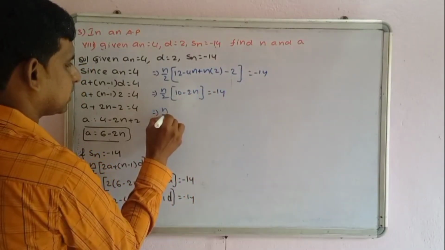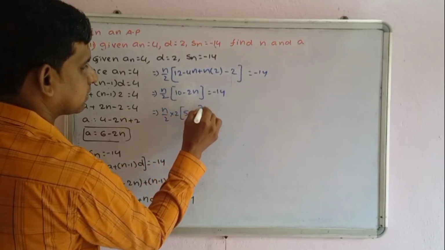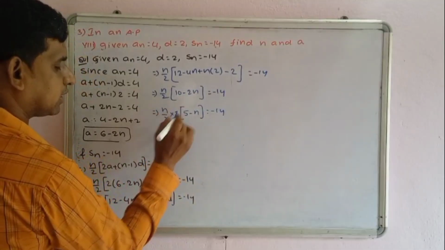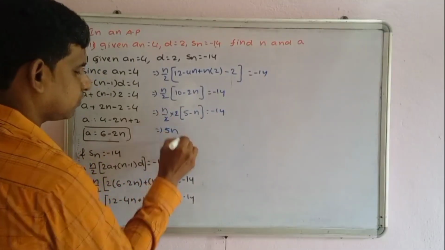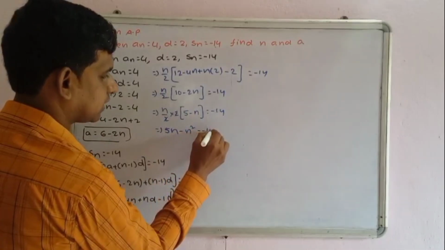So n by 2, take 2 as the common factor here. 5 minus n equals to minus 14. Here 2 gets cancelled. n times 5 is 5n. n times n is n square, equals to minus 14.